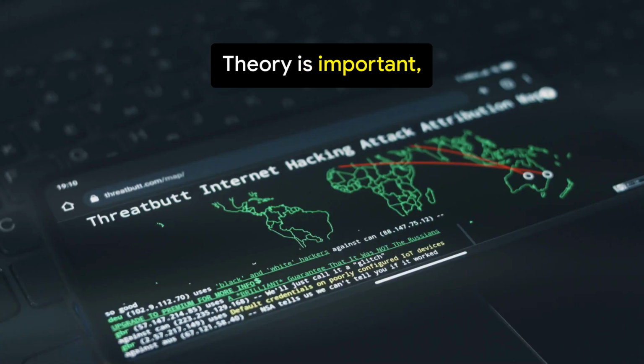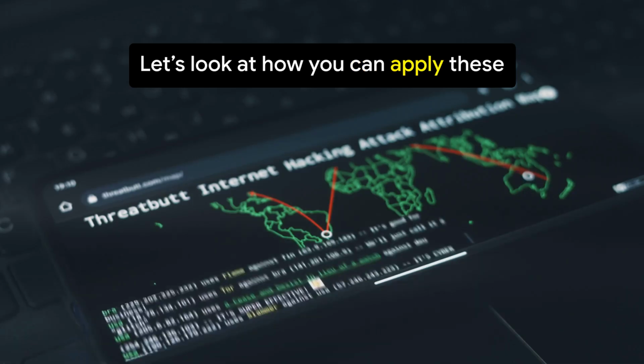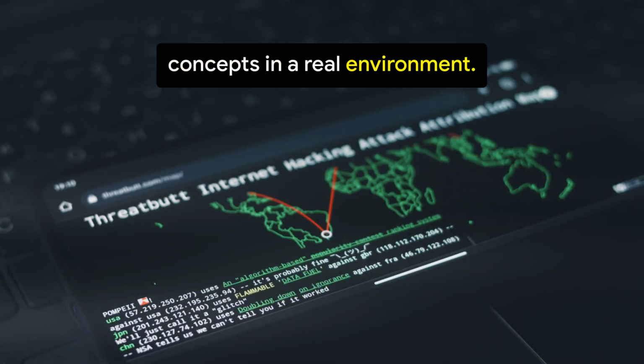Theory is important, but nothing beats hands-on practice. Let's look at how you can apply these concepts in a real environment.